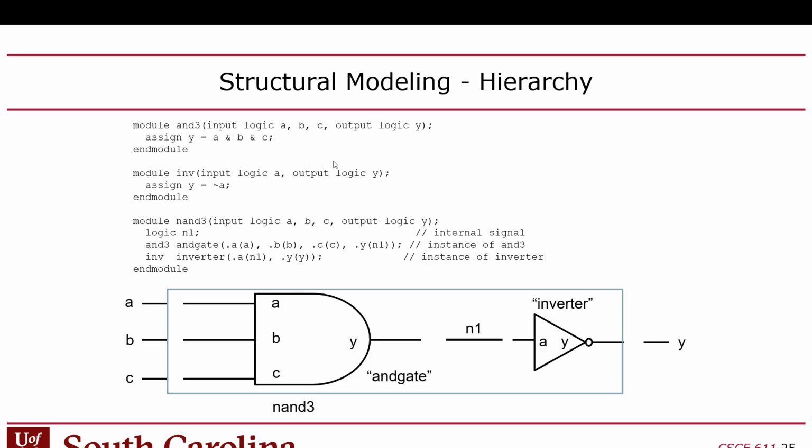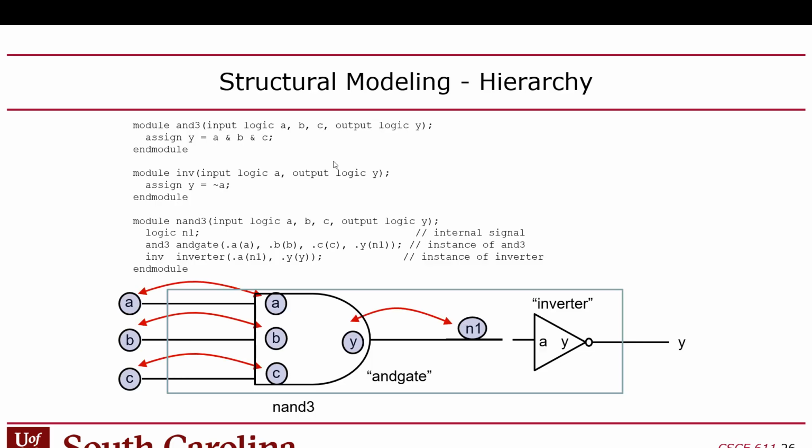The name is AND gate, but the module that it's instancing is called AND3, just like in Java or C++. And then I've got this thing called inverter, and its type is INV. Those go in, and then you connect everything. The AND gate says dot A is A, dot B is B, dot C is C, and dot Y is N1. That's what establishes these connections. So I establish the port map, which is what hooks everything in.